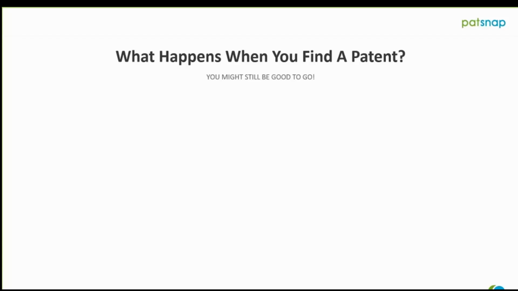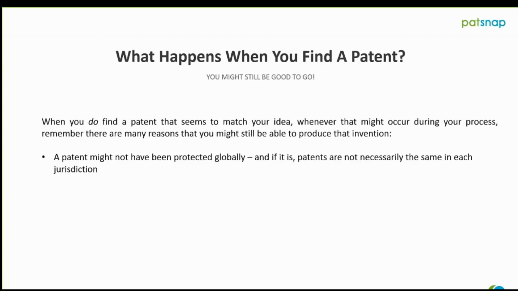So it's all good. Okay, you've done your FTO analysis. At some point, you might find a patent, and that's something that sometimes is going to make you shake, right? You've invented your idea, you've thought of the perfect thing to solve your problem, and then damn, somebody's already got that in a patent. Is that the end of the world? Well, no, it's not always the end of the world. There are several reasons that you might still be able to produce this invention.